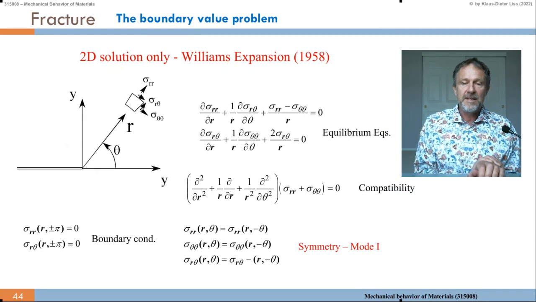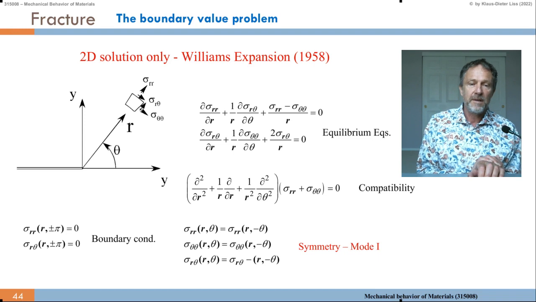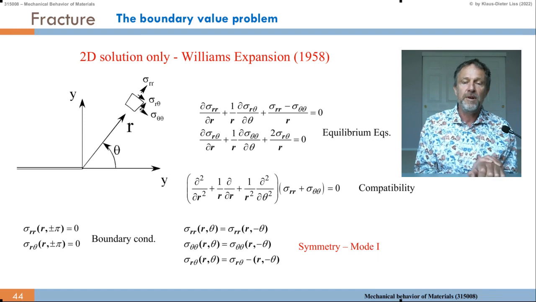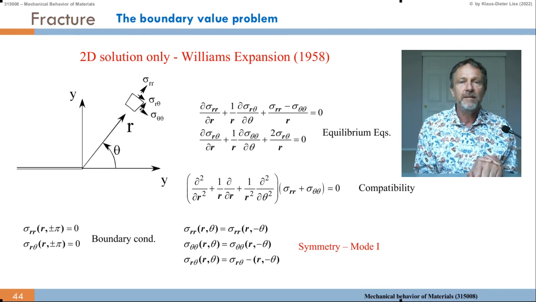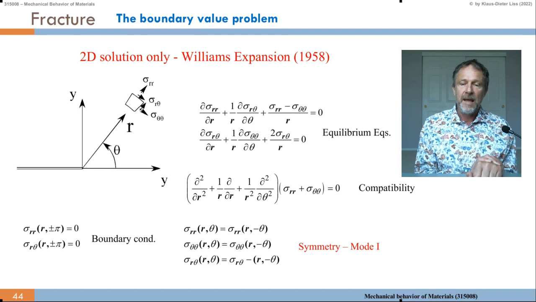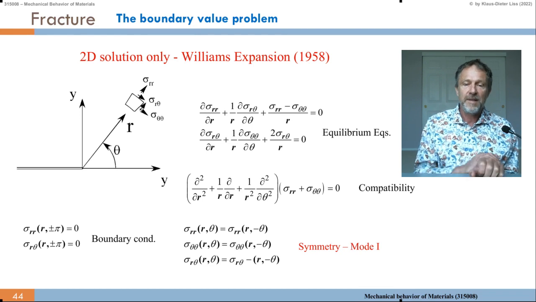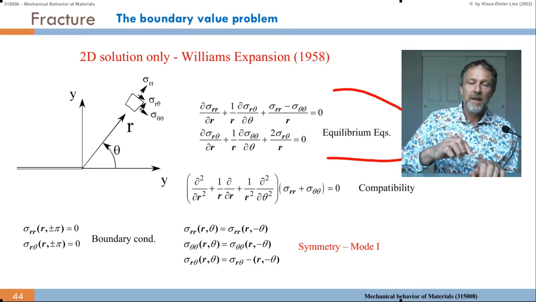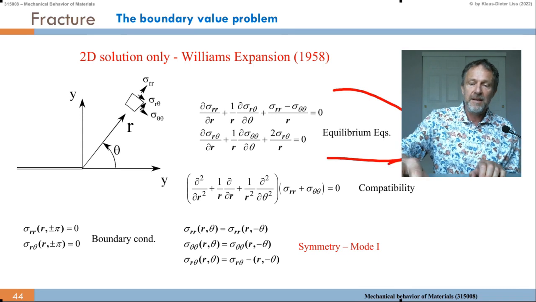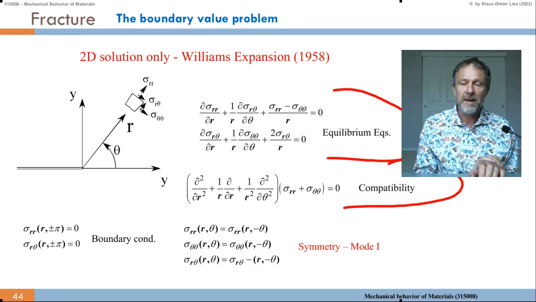The Williams expansion has been done in 1958, which is a 2D solution only. So we're looking at plane strain and plane stress theories. We have the equilibrium equations. They are noted again here, and the strain compatibility equation.